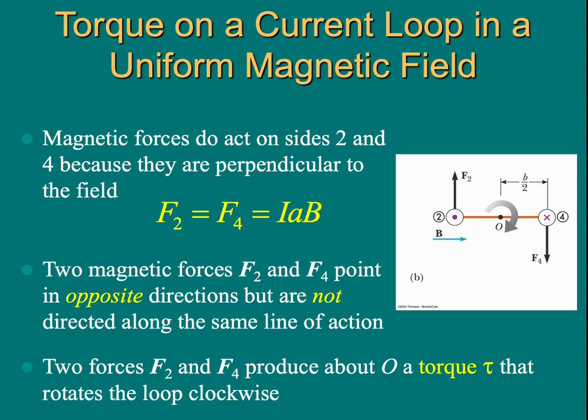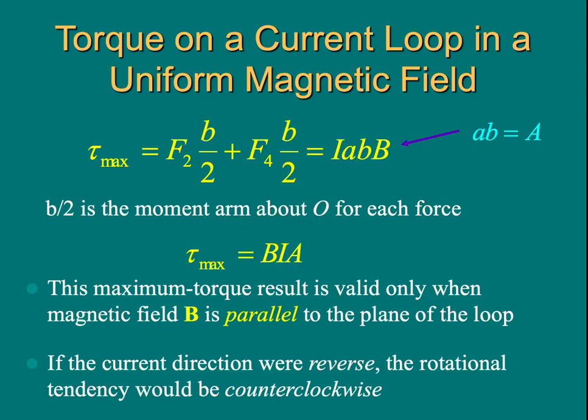Those two forces point in opposite directions, but they are directed along different lines of action. So they are not going to give us a net force, but they are going to give us a torque tau. Let's calculate what the torque tau would be. The lever arm for both F2 and F4 is half of the length of side B. So the torque by F2 is F2 times B over 2. The torque by F4 is F4 times B over 2.